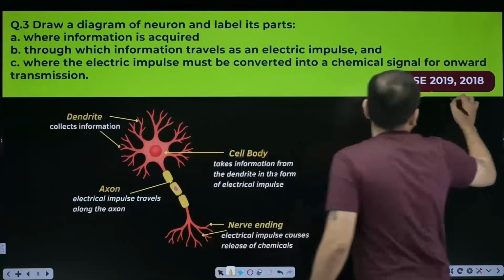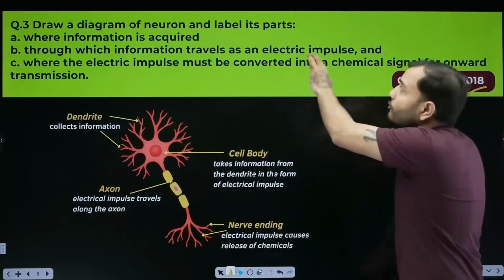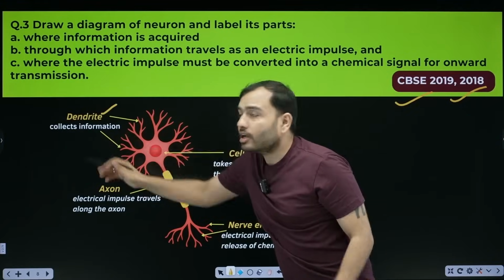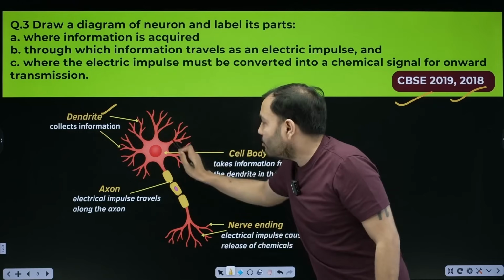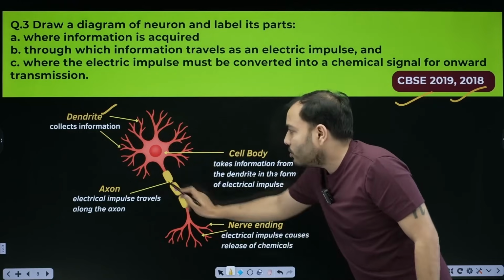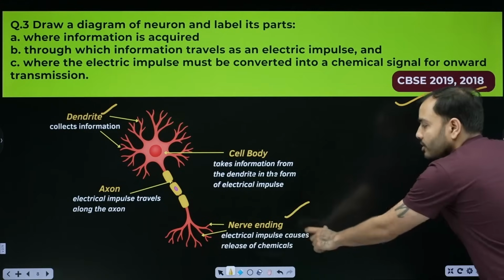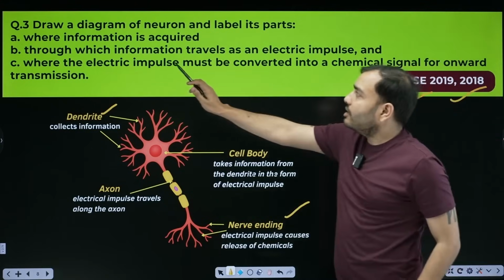CBSE 2018, what are they saying? Draw a diagram of a neuron and label its parts. We will do it. The part above is called the dendrite. What does it do? It collects information. Then the cell body came. Then what came? The tail. What do we call it? The axon. Then the nerve ending came, which converts the electric impulse into the release of chemicals. Three parts must be labeled.